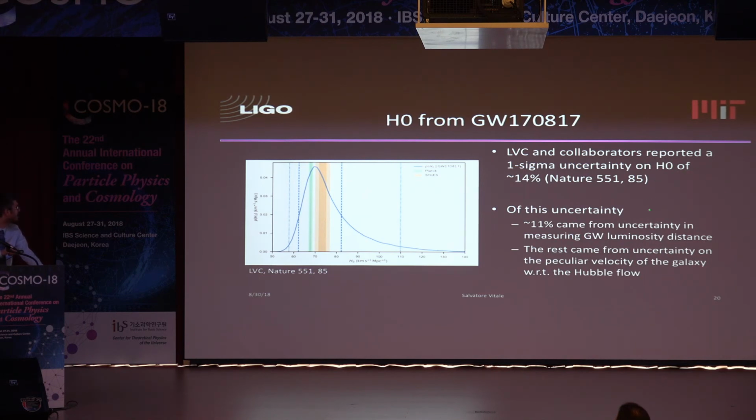So what I want to point out, in reference to what I mentioned earlier about measuring the distance and the fact that the distance is correlated with the inclination angle, is that if you calculate the 1 sigma uncertainty of the LIGO measurement, it was roughly 14%. Of this 14%, 11% came from the LIGO uncertainty on the luminosity distance, and everything else came from uncertainty on the M side, like peculiar velocity of the host galaxy with respect to the Hubble flow. So the gravitational wave luminosity distance is really what has and will, in the next few years, dominate the error budget of measuring the Hubble constant.